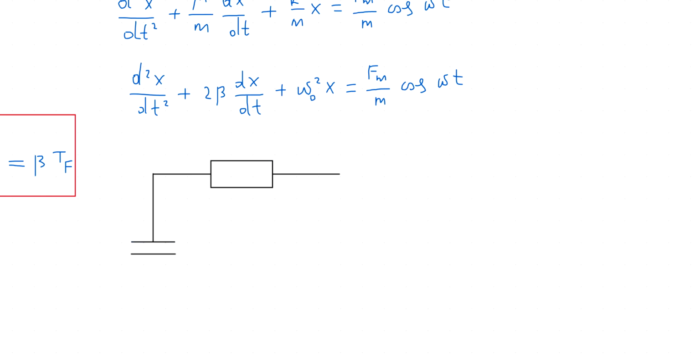So here we have a capacitor, and here we have a source of periodic EMF, so it can be written as this. And here we have an inductance.